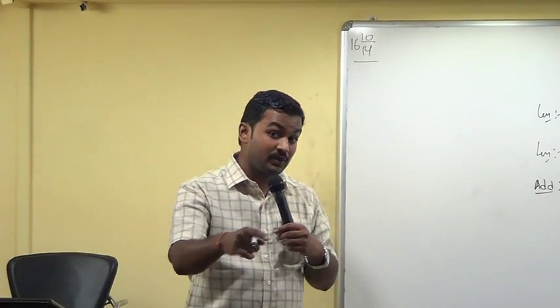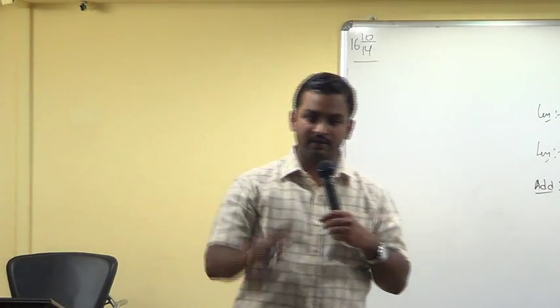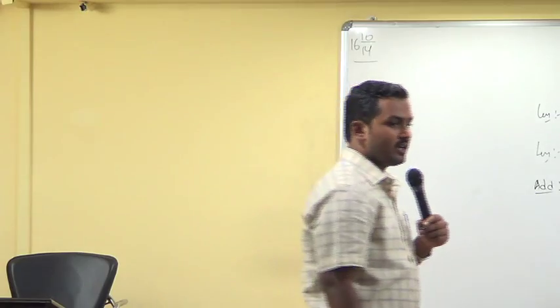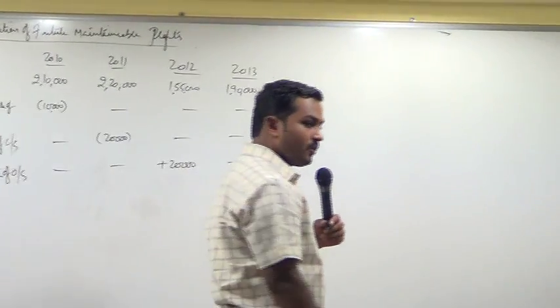So that is an error which will have an impact on profits of 2 years, 2011 and 2012. We have rectified both the mistakes. Last, 2013, what is the error? See, in 2013 there was an abnormal loss of how much?